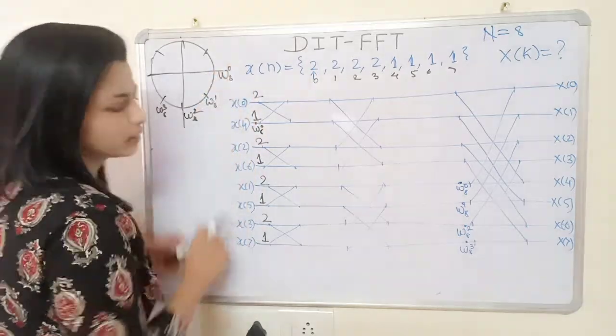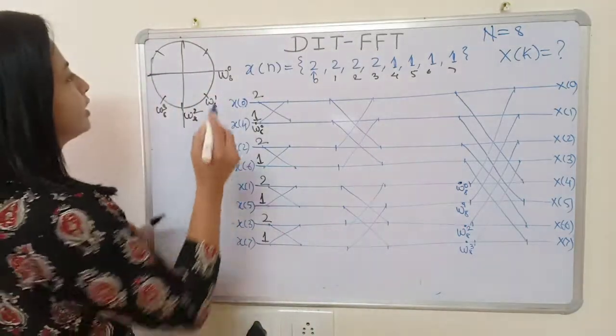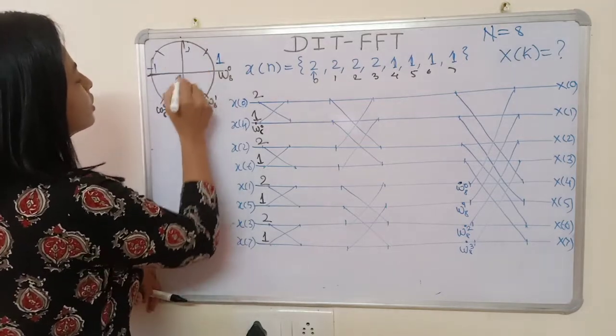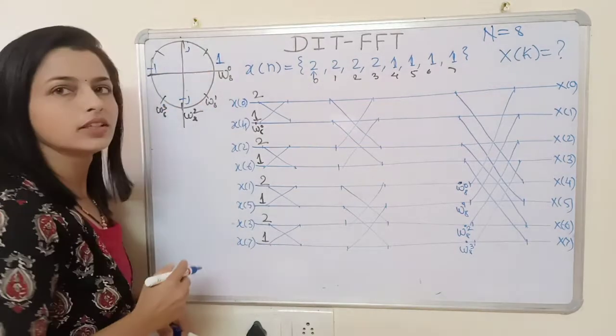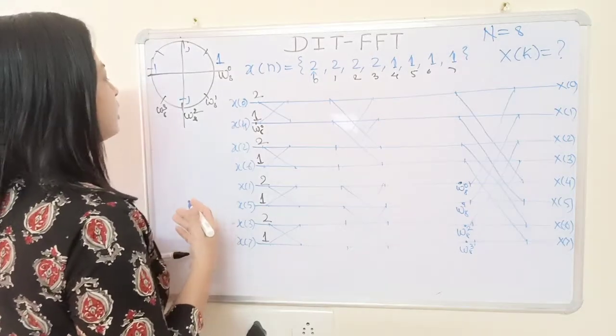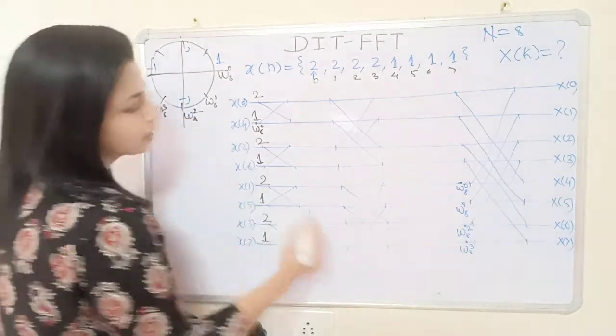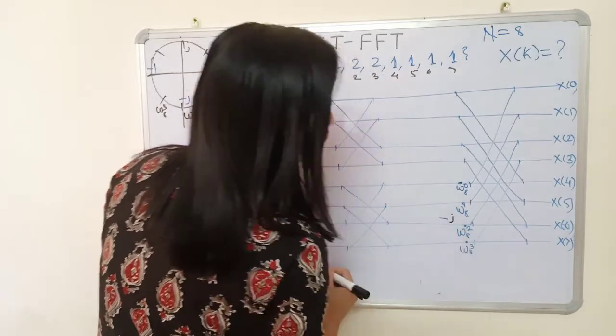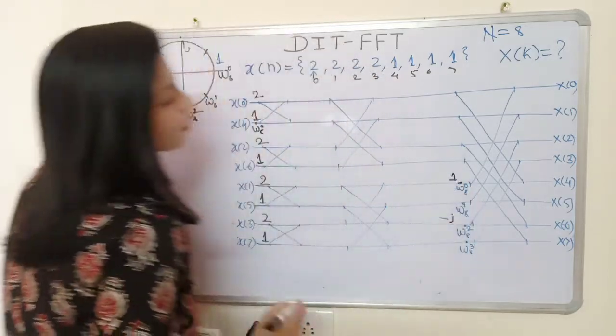So W8^0, I'll write in a different color. This is 1, this point is -1, this point is J and this point is -J. These 4 you can remember so easily. So W8^2 is -J. I'll write -J here, and this point is 1.